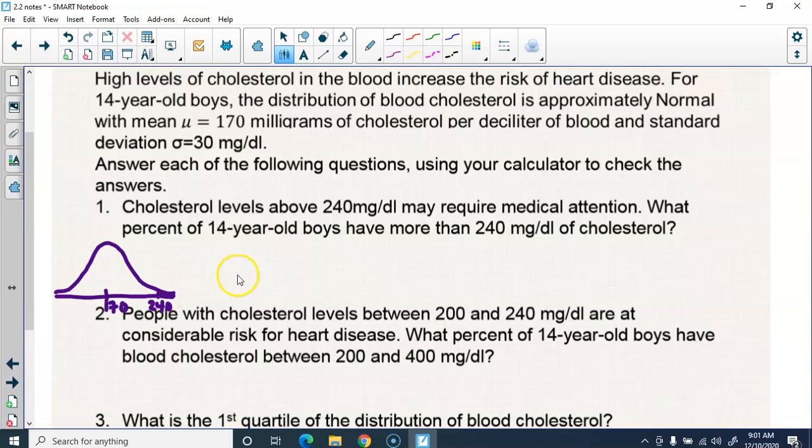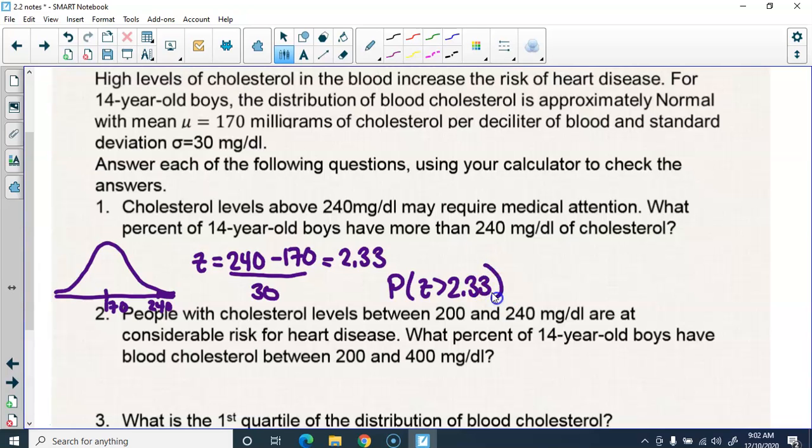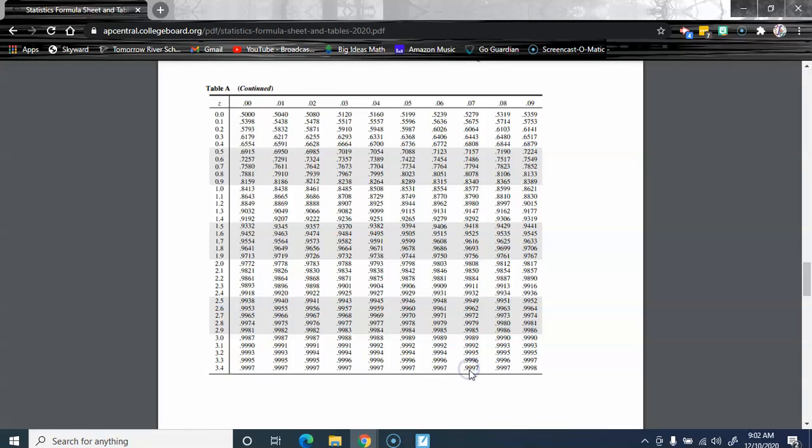So if I'm going to calculate this with a Z-score, I need to turn this into a Z-score, which is x minus mu over sigma. The Z-score at 2 decimals is 2.33, and I want to be greater than 2.33. So what I'm going to do on the table is do 1 minus what I find to the left of 2.33. Looking at our table, the positive value is 2.33. 0.9901 is our area to the left.